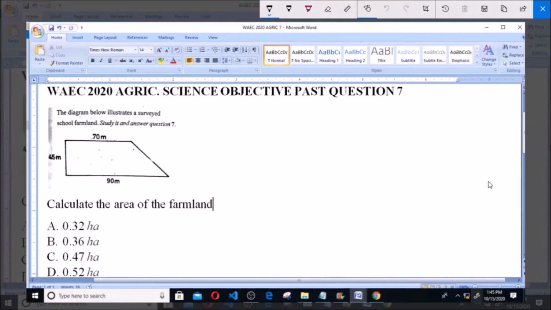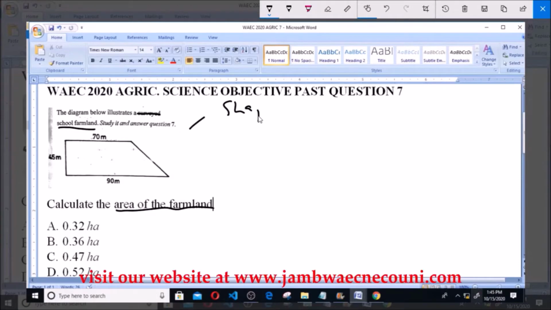So we have a diagram illustrating a surveyed school farmland, and we are to use it to answer this question. Now we are asked to calculate the area of the farmland. A 0.32 hectares, B 0.36 hectares, C 0.47 hectares, D 0.52 hectares. Now the first thing to do when given an area of a farmland to calculate is to identify the shape of that farmland. And from what is given to us, the shape of this farmland is a trapezium.